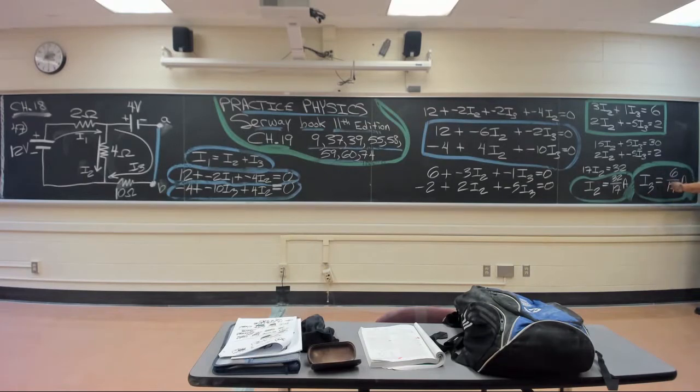I2, that's I2, that's I3. I1 is the sum of these 2. I1 is the sum of I2 and I3. You add them together, you get 38 over 17 amps.